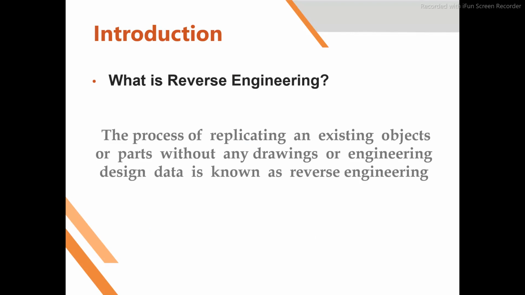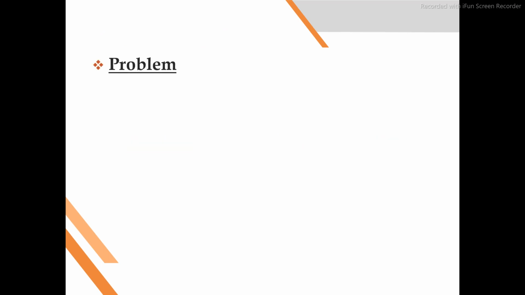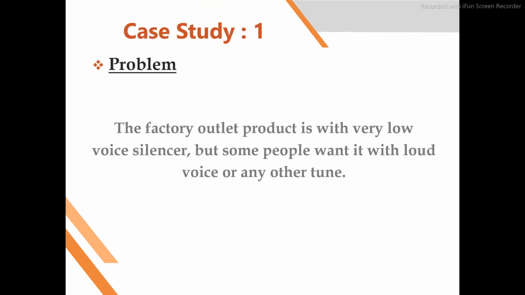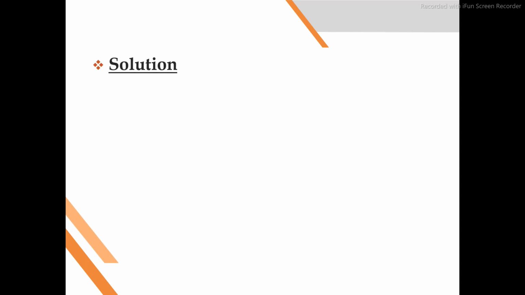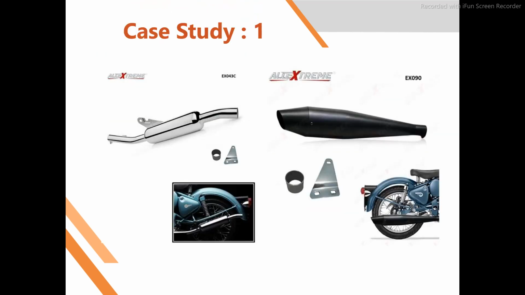So, what is reverse engineering? It is a process of representing objects. Here is a definition of reverse engineering. Four case studies. First is automotive parts, about Royal Enfield silencers. This is the company silencers. This is our manufacturing silencer.